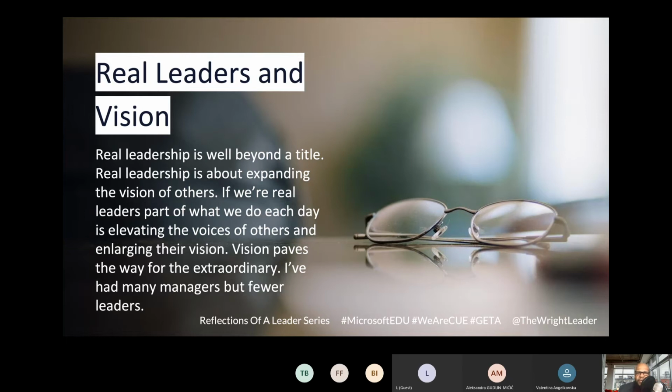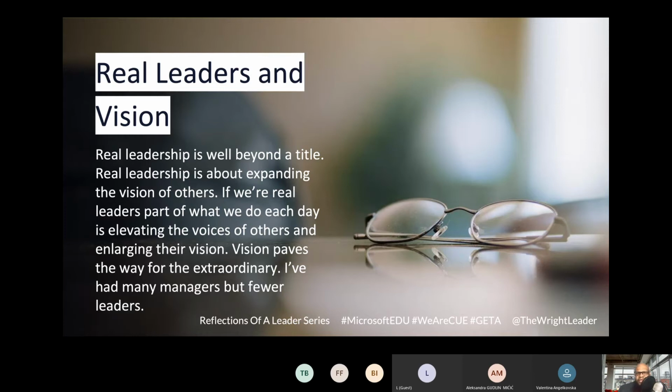How many times did you have someone believe in you when maybe you didn't necessarily believe in yourself? Well, what were they doing when they were believing in you? They were expanding your vision. And so that's what real leaders do. Real leaders expand the vision. Vision paves the way for the extraordinary. I want you to think about that.